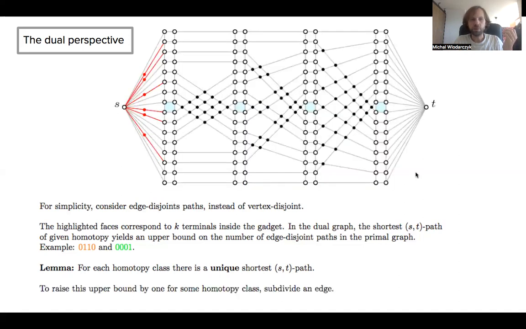Another nice property is that these paths are edge disjoint, and to increase the length of such a path, we can just subdivide the first edge on this path. So now we have 2^k different homotopy classes, and for each of them we can encode a bit of information by subdividing a proper edge. And this addresses a main challenge here, that we can have a gadget which stores 2^k bits of information while using only k paths.